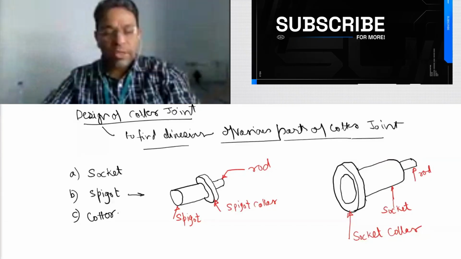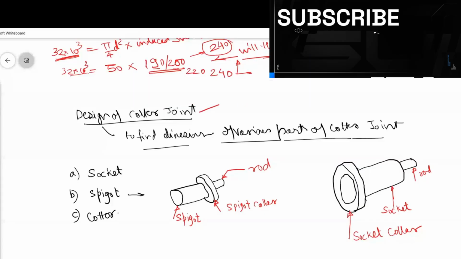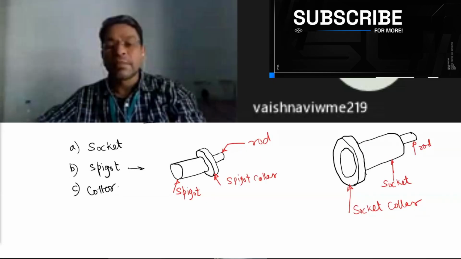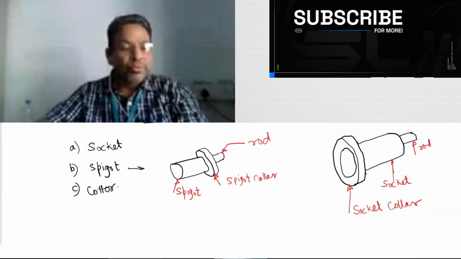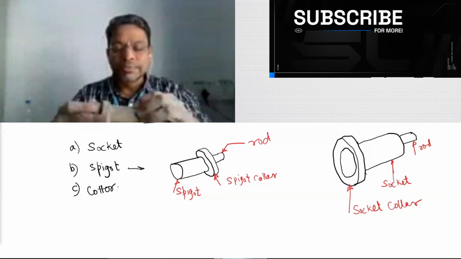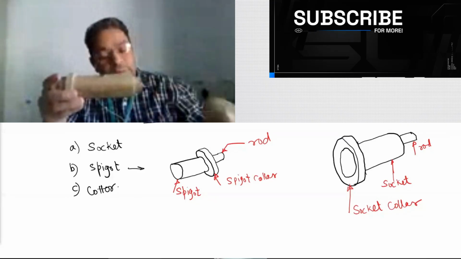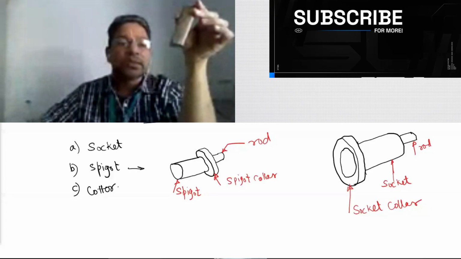And we are talking about Cotter joint. So if it comes out, then it will not be a joint. So we want a joint. So this is a temporary joint. So in order to make it a joint, what will we do? We'll add one more part in this. This is called as cotter.